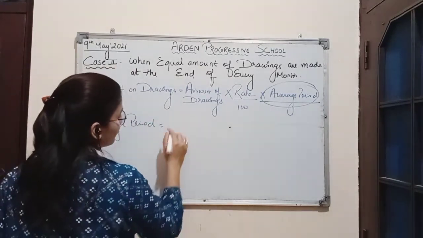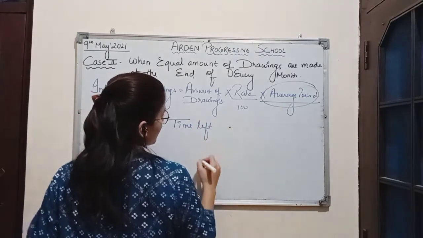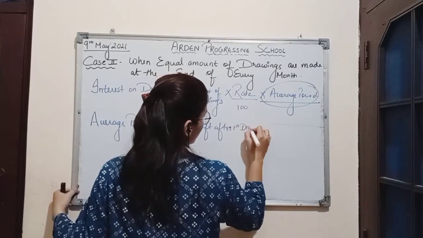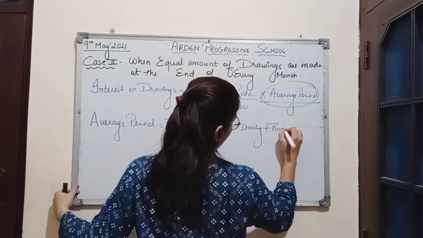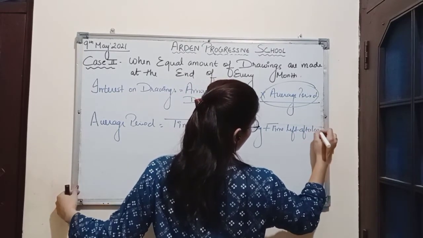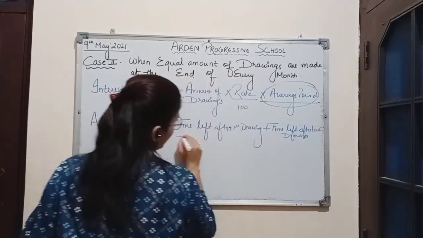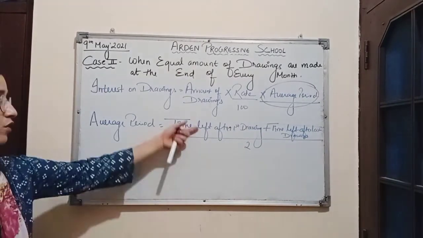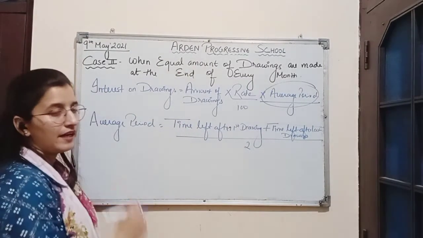by adding time left after first drawing with time left after last drawings divided by 2. Now, as we know, partner is withdrawing the amount of drawings at the end of the month.